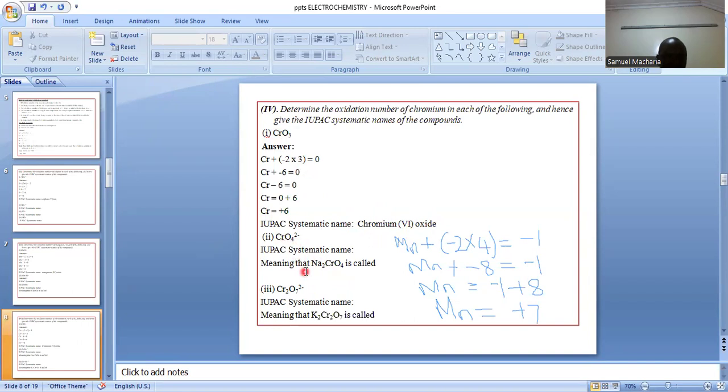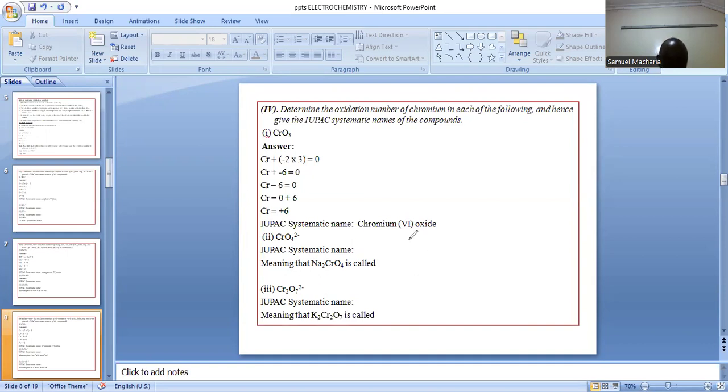Now, I want us to leave number 2. You can practice doing it during your own free time. I want us to do number 3 together. Let me get the eraser. First of all, we erase our working space so that our working space is clear. Get a pen. The pen is here with me. Now, we want to find the oxidation number of chromium in this compound.